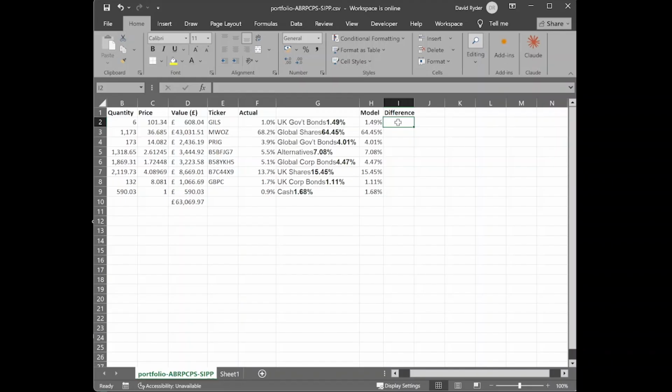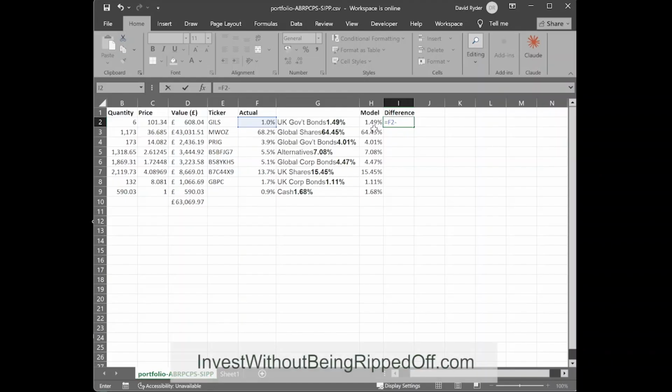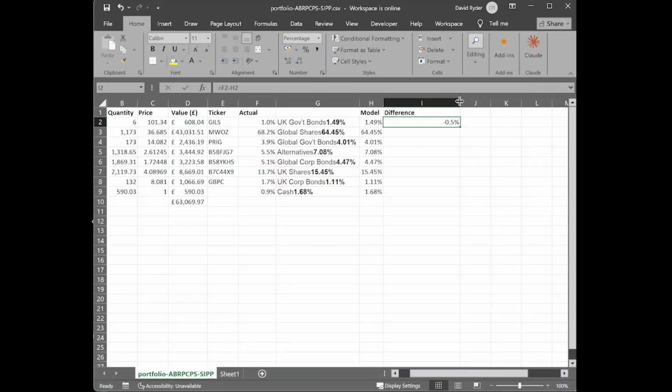It's a very simple calculation. Equals the actual minus the model. That will tell me how far out I am, and I'm 0.5% below where I should be. I'm just going to reduce the number of decimal places. I do not need 30 decimal places, or however many that was, so I'll make that a little more sensible, and then bring that all the way down here.